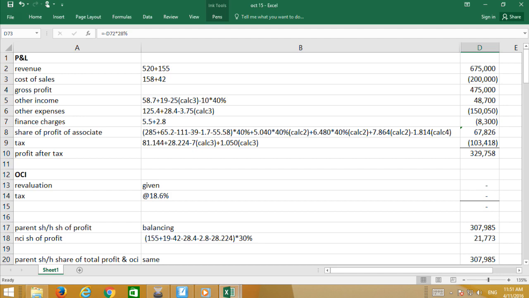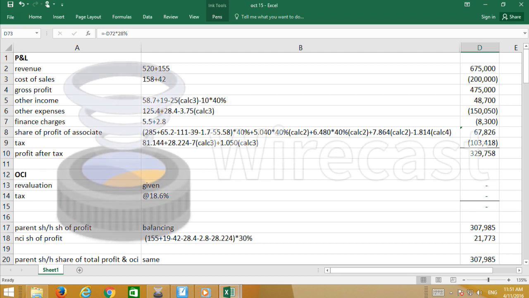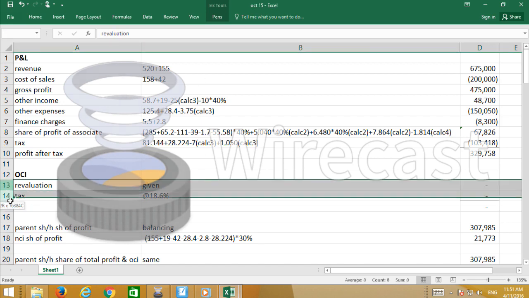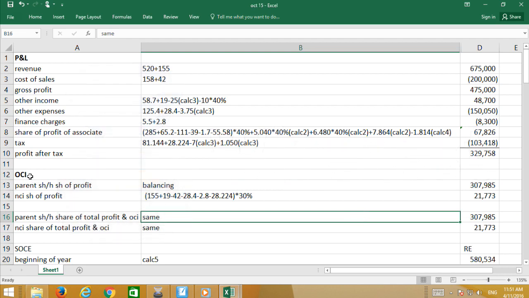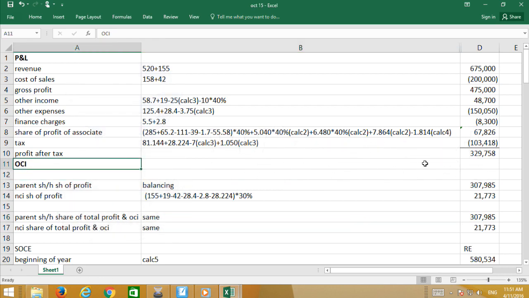I've written there balancing. There was no OCI. I don't know if in an exam, if there was none, if I would just put a 0. I probably would, but I don't know if I would say revalue. I would just say OCI 0 and leave it like that. And then I can actually get rid of all these extra lines, because they're just a waste of time. I don't know if it's going to cause a problem. No, it won't. Like that. So parent share of profit and total profit and OCI is the same.